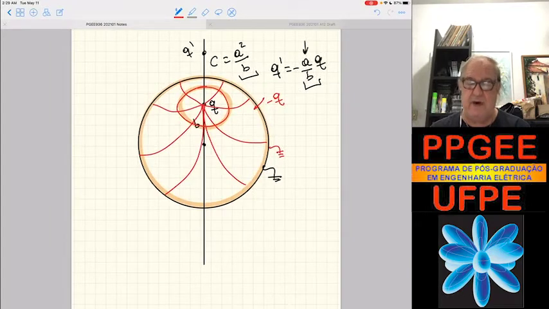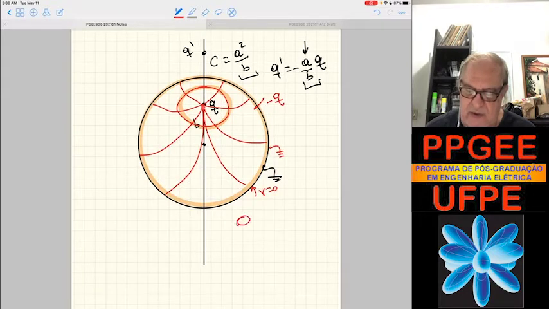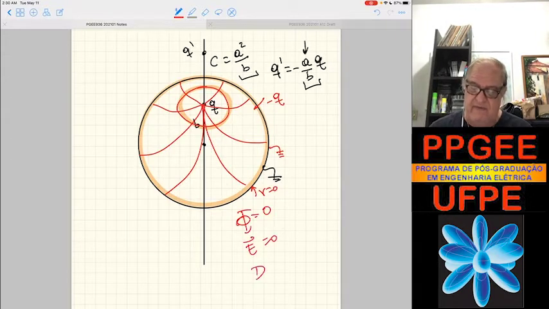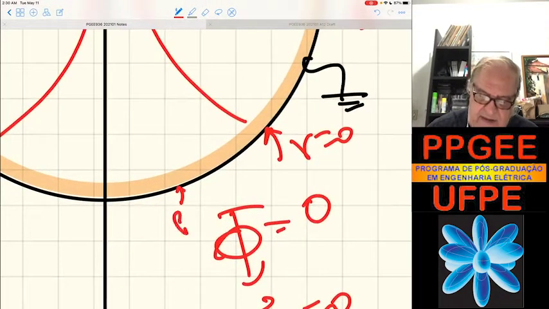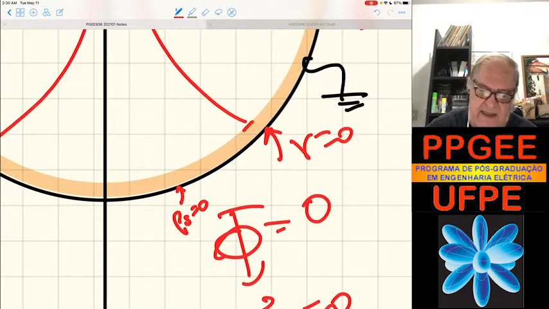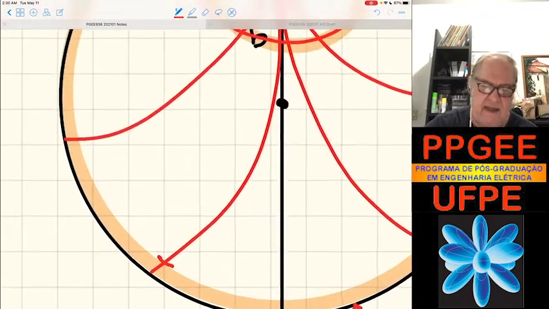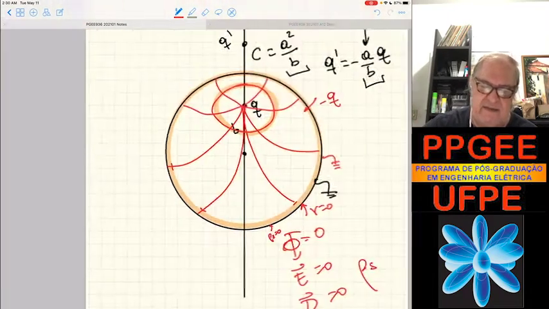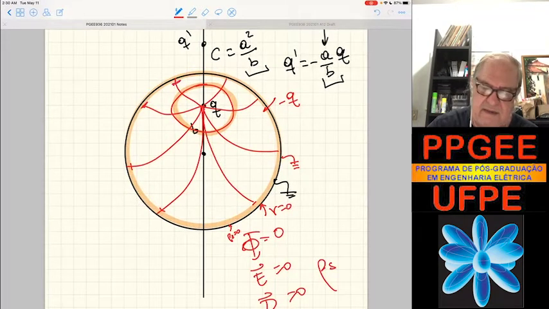Well, outside in this problem, the sphere is grounded. The potential at infinity, let's assume, is 0 too. So the solution outside is potential equals 0. Field outside is 0. Flux density is 0. Surface charge density on the outer surface is equal to 0. No charge outside. All the charge is inside, right? Nothing is outside. There's no E field outside. All the charge is on the inner surface.